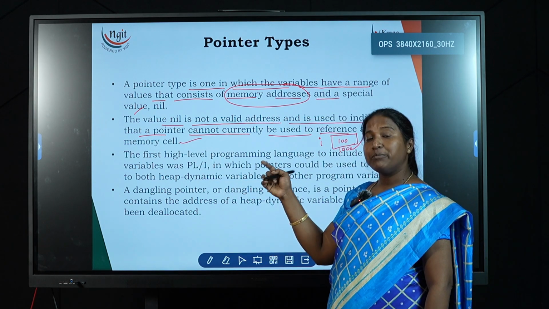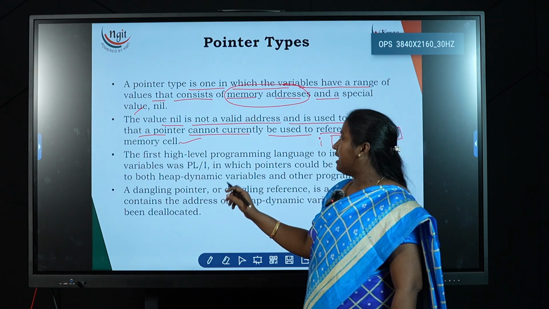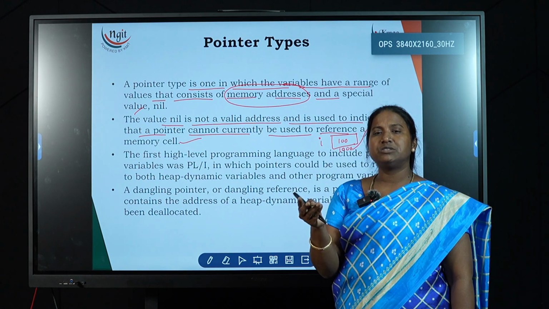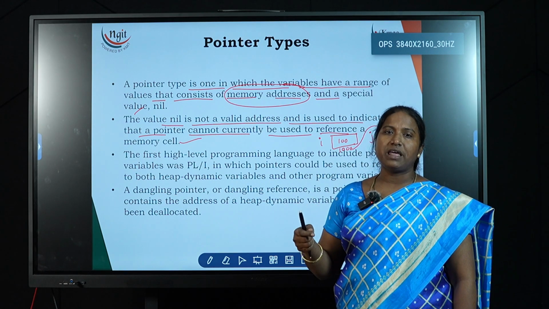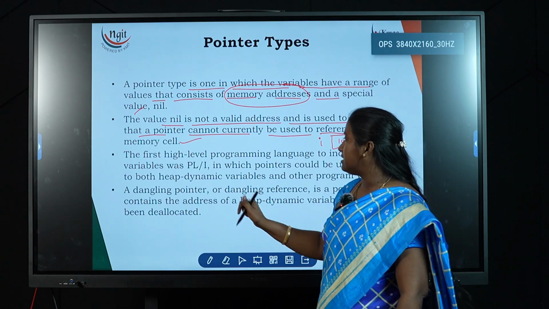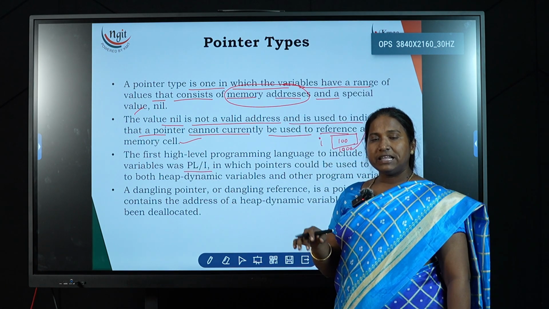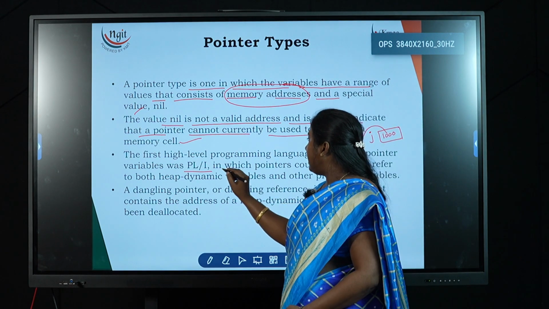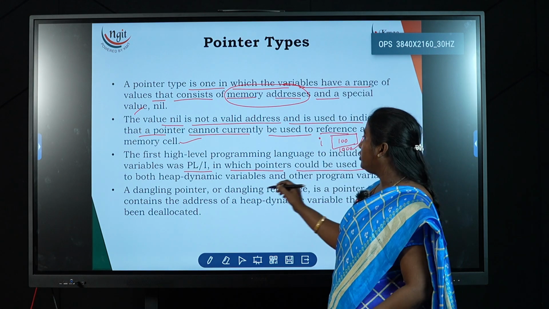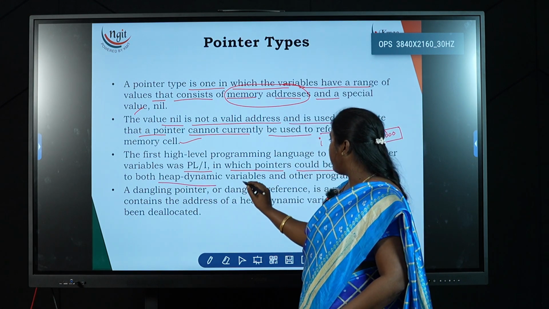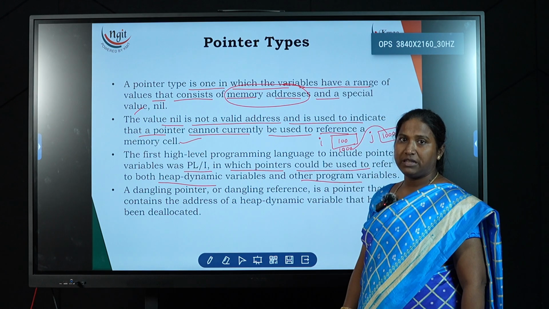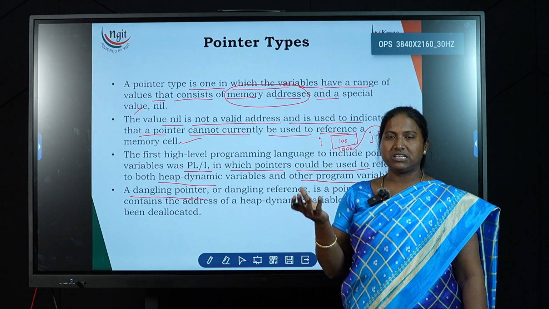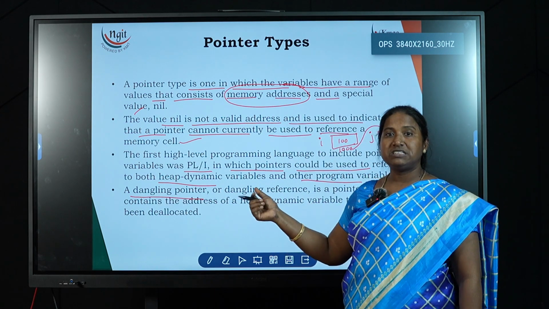Now, the first high-level programming language which started using pointers is PL/I. PL/I is the programming language in which pointers could be used to refer to both heap dynamic variables and other program variables. Now there is a dangerous notion in pointers, which is the dangling pointer.